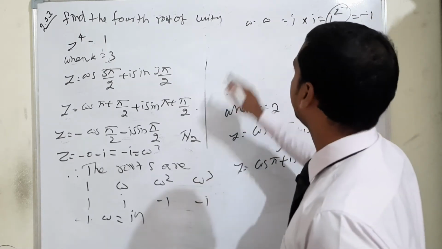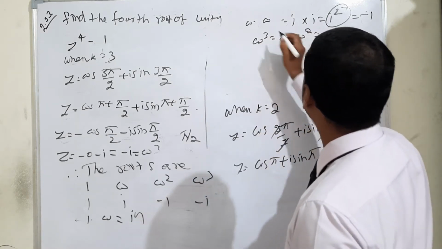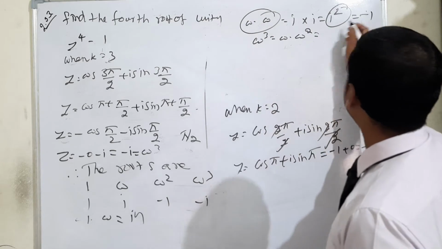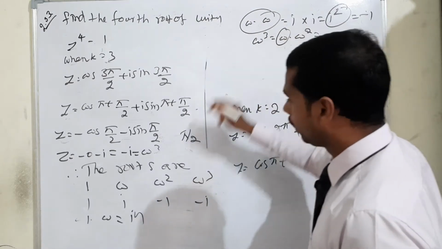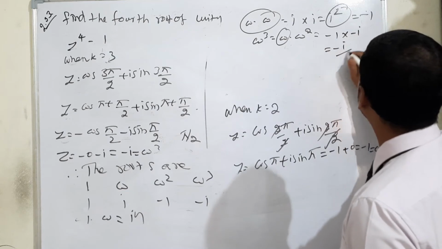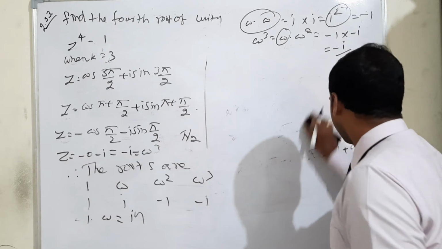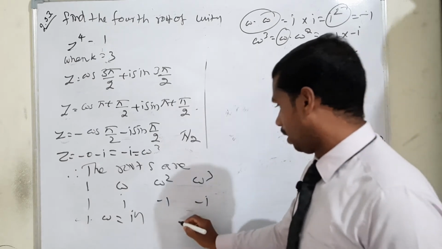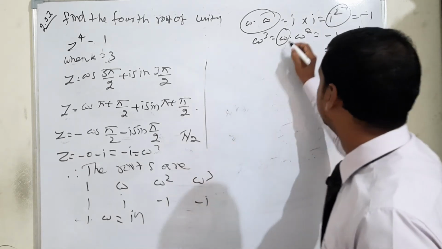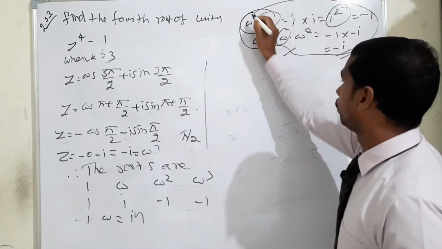Next condition, omega cube. Omega cube means omega into omega square. Previous value we know omega square is minus 1. Then omega value we found is i. Therefore minus 1 into i means value will be minus i. So we have proved each and every value is correct, isn't it? Actually up to here it's enough, but this whole term is for your understanding.